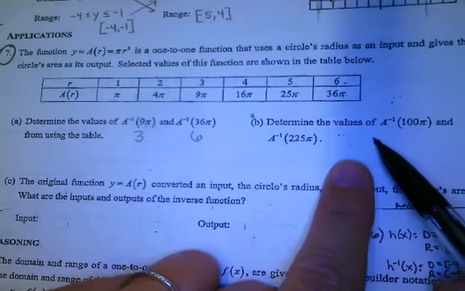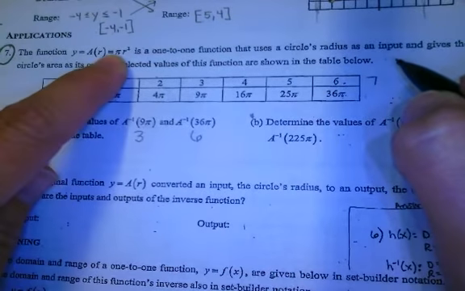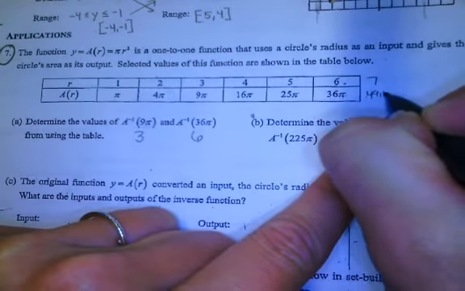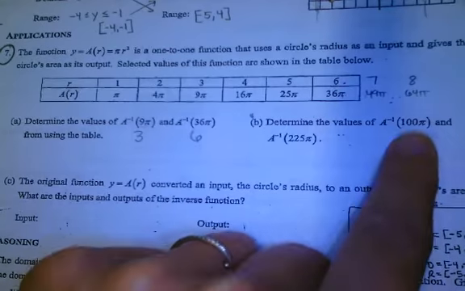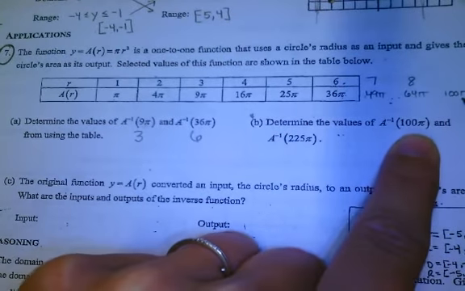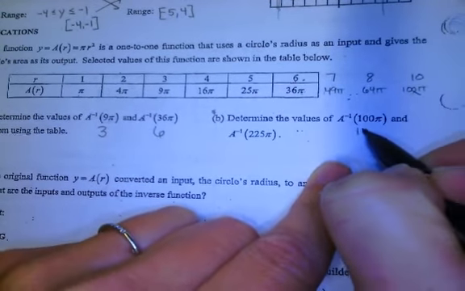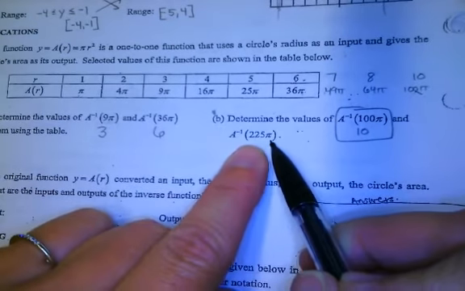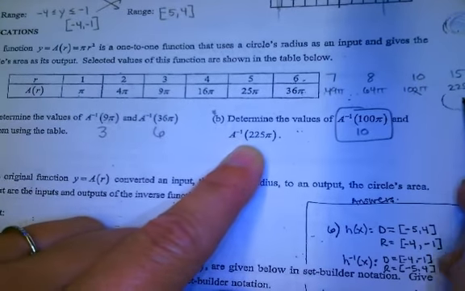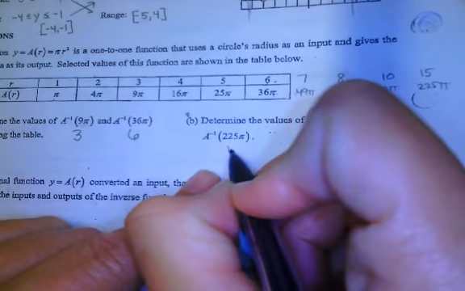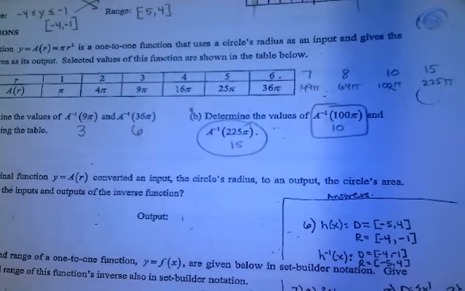That's fairly straightforward. Someone asked about B. B, you would just have to extend your table. So if your R is 7, pi 7 squared would be 49 pi. If your R is 8, pi 8 squared would be 64 pi. So what would 100 pi be? Pi R squared, R would have to be 10. So this is 10. And 225 is 15 squared. So your 15 squared pi would be 225 pi. So that's just kind of doing a continuation of the table.